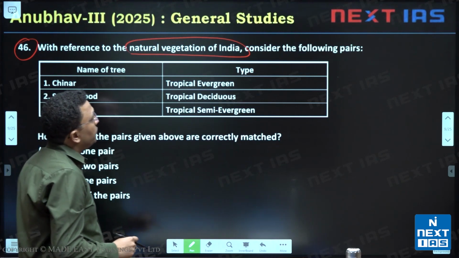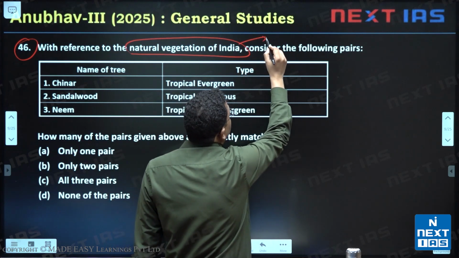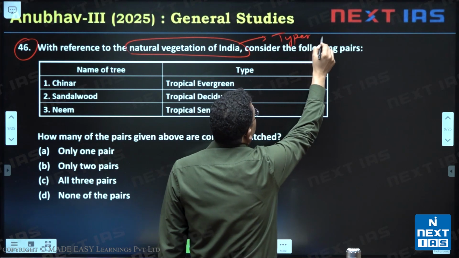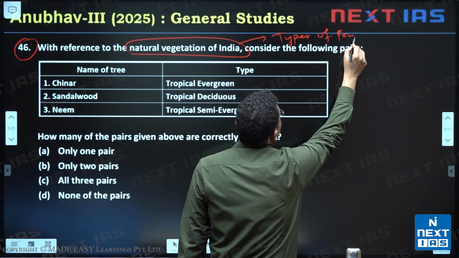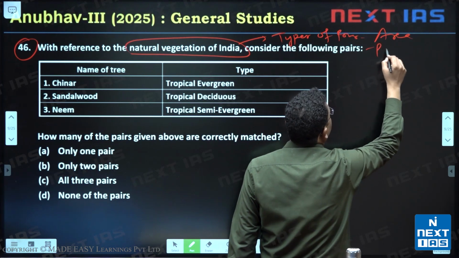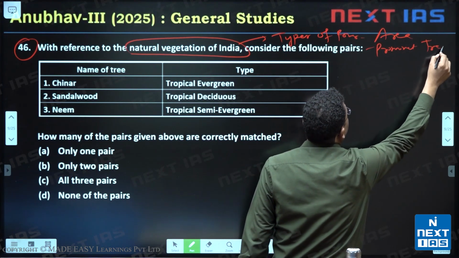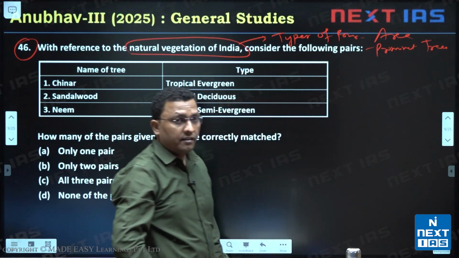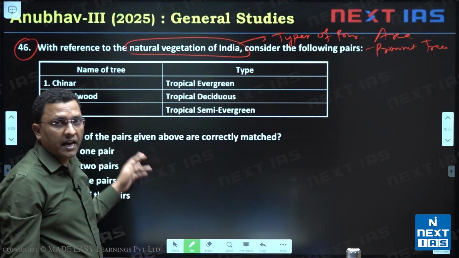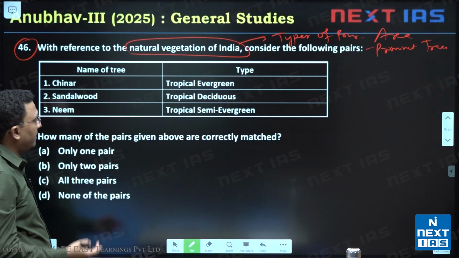If you see the trend of previous year questions from this topic, UPSC puts emphasis on types of forest, their area of prevalence, and prominent trees in each type of forest, right? So that's why a question based on trees and their types has been put in your test. So let's read the trees that are given here.